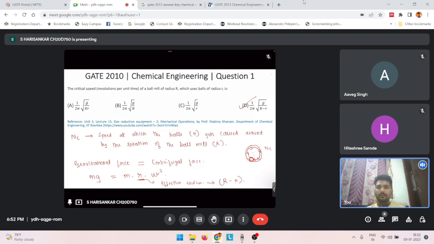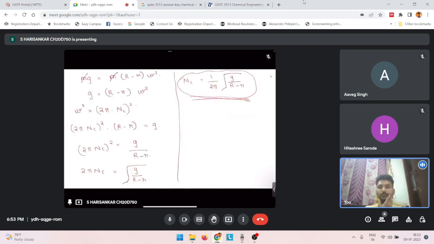I hope this was understandable. Basically what we did was take the force balance between gravitational force and centrifugal force, because these two forces will be equal at critical speed, and using this force balance we derived the equation for the critical speed, which comes out to be 1 by 2 pi root of g by (R minus r).